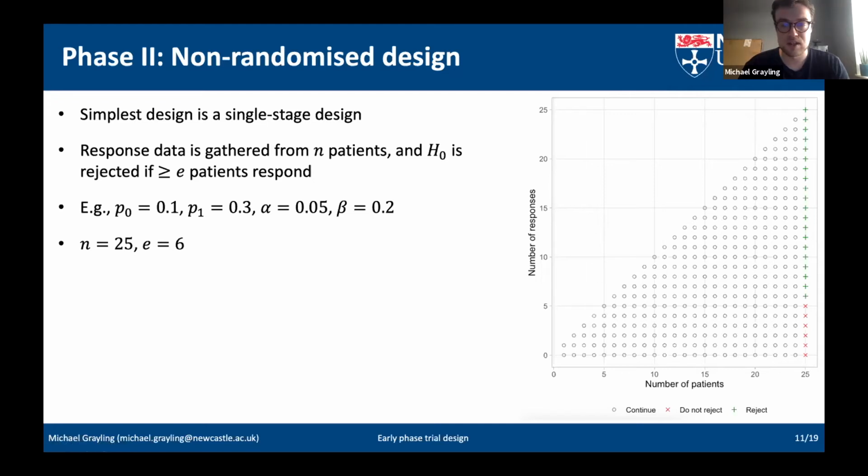Now, what's nice about these trials is, a bit like the dose transition pathway I showed earlier, you can actually draw a diagram that explains everything that can happen in the study. So that's what's shown in this picture here. Along the x-axis, we have the number of patients that we've gathered data from so far, but on the y-axis, we have the number of responses we've seen. Because the number of responses obviously has to be less than or equal to the number of patients, this creates this triangle type shape. And at all points, we're just going to continue our study until we've managed to gather 25 data points. And then if at least 6 of these are a response, we reject our null hypothesis. Otherwise, we do not reject if we're down in this bottom right-hand corner.